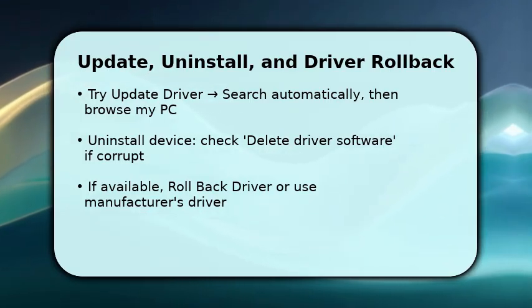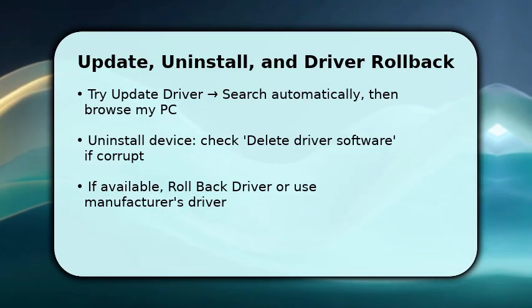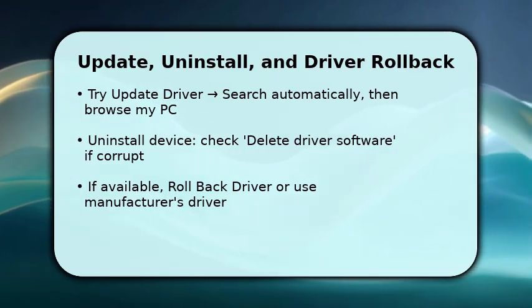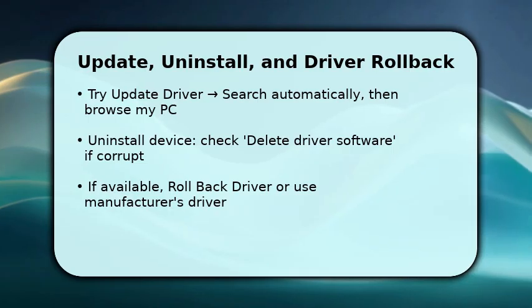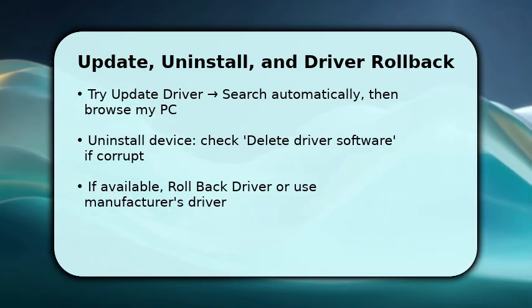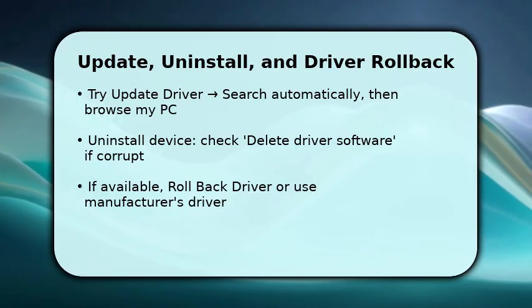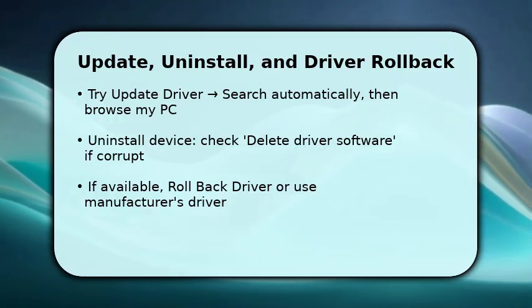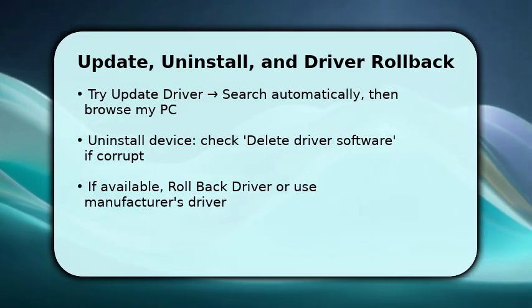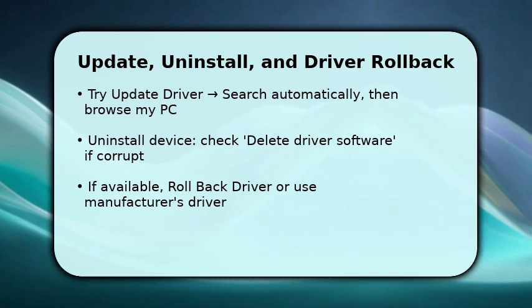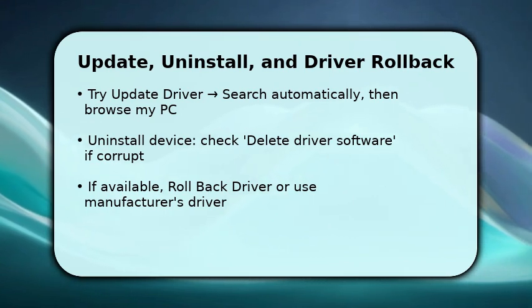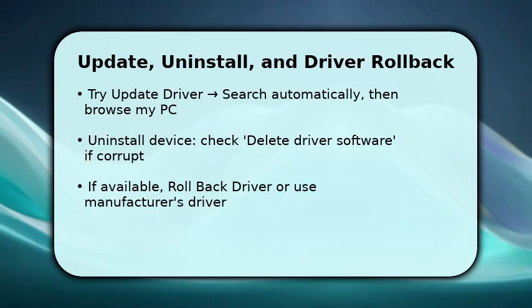If updates fail, uninstall the device. Check Delete Driver software only if you have an alternate driver ready. Once uninstalled, reboot so Windows reinstalls a fresh driver. If Power Management is still missing, install the official driver from the vendor. Rollback is effective if a recent update removed the tab. Use it when the old driver previously showed the option.